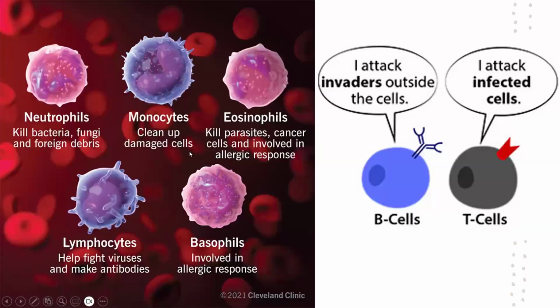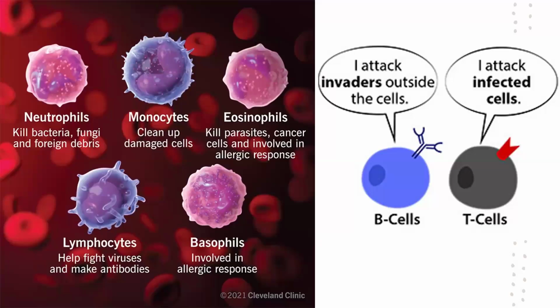Okay, so the main white blood cells we're going to talk about, there's typically 5 that we talk about in this class. We have our neutrophils, our monocytes, which become macrophages. We have our eosinophils, our lymphocytes, and our basophils. The first way that the lecturer divides these is by labeling them as granulocytes or agranulocytes.